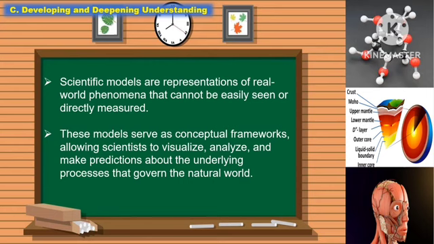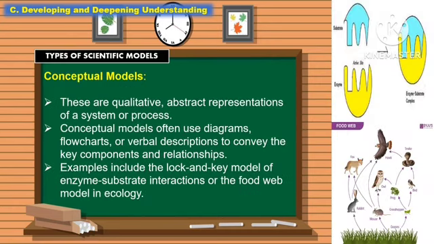Scientific models are representations of real-world phenomena that cannot be easily seen or directly measured. These models serve as conceptual frameworks, allowing scientists to visualize, analyze, and make predictions about the underlying processes that govern the natural world. The following are the types of scientific models. The first one is the conceptual models. These are qualitative, abstract representations of a system or process.